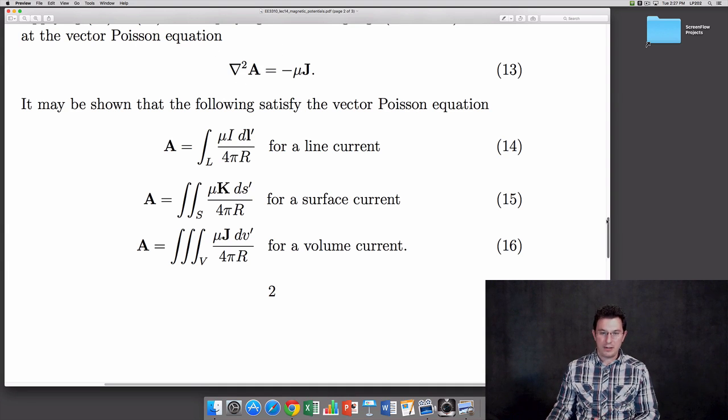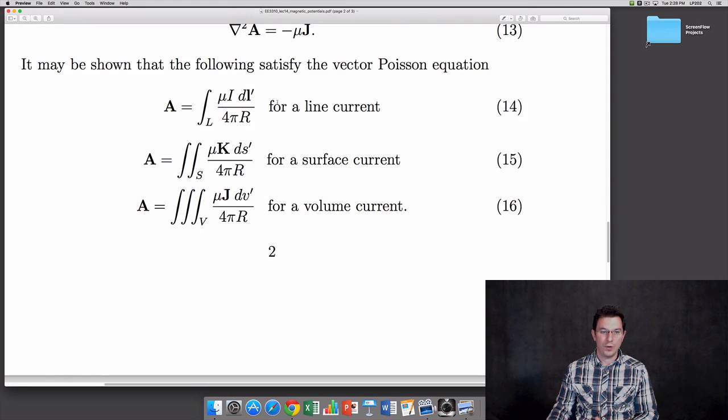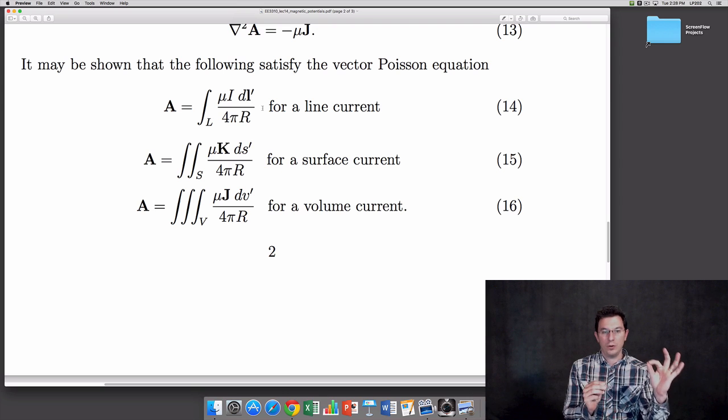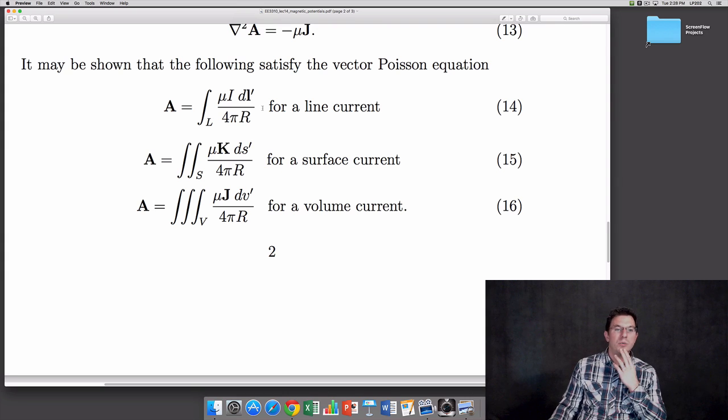It may be shown that the following three expressions satisfy this vector Poisson equation right here. So if you have a line current, like so, this is the expression for the magnetic vector potential that will satisfy the vector Poisson equation right here. Again, you're integrating over the source, wherever your current is, integrating dl prime, and dividing by, in the kernel, 1 over r. Remember, that is the magnitude of a vector that connects a point on the source to your field point, to the place where you want to know the field. That's the expression for a line current.